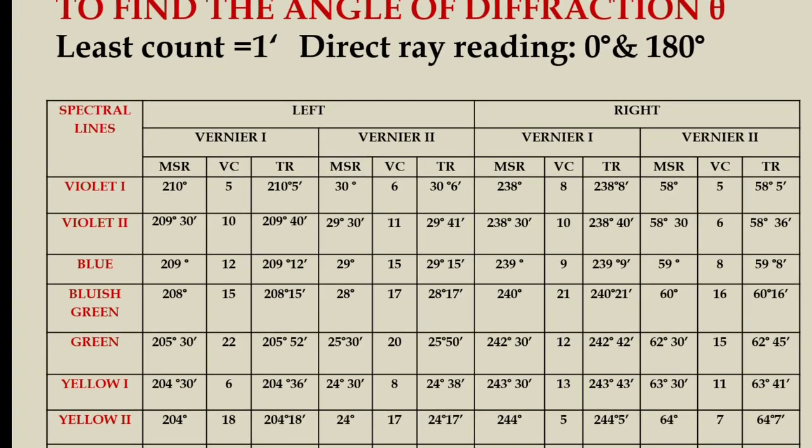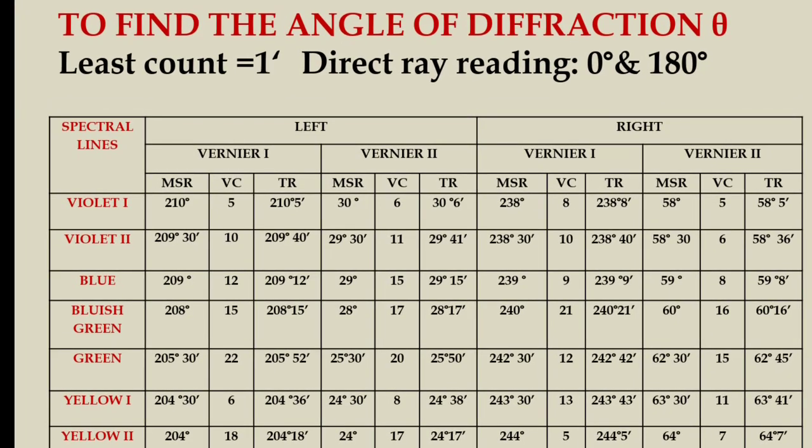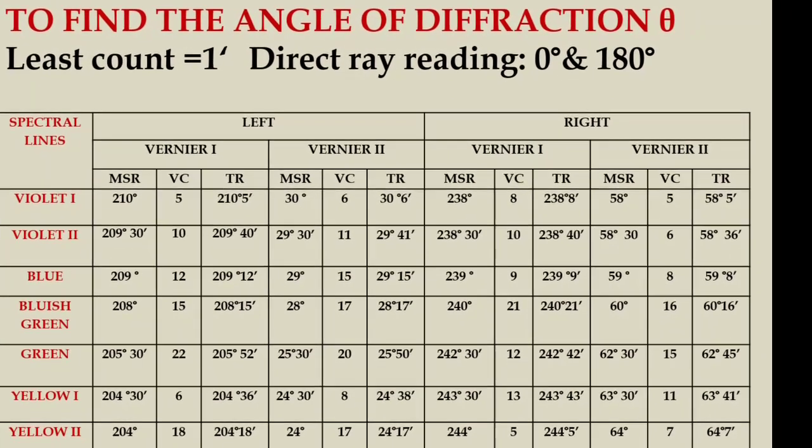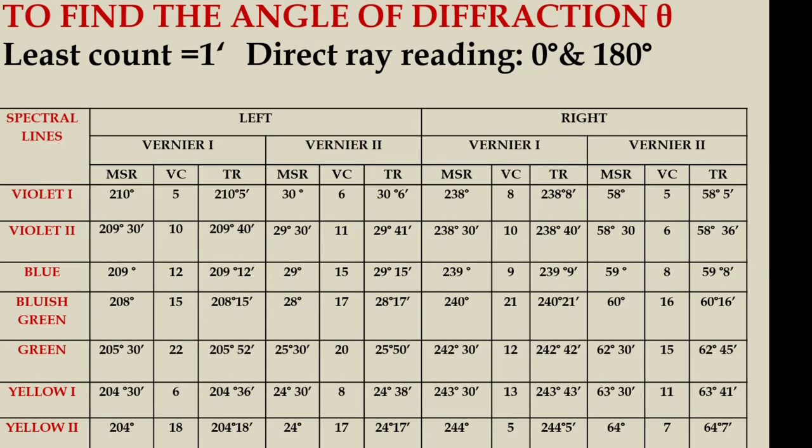Okay, now we have vernier 1 and vernier 2 from the left direction and vernier 1 and vernier 2 from the right direction. From the left, for vernier 1, the main scale reading is 210 degrees and the vernier coincidence is 5. So the total reading is 210 degrees 5 minutes. For vernier 2, the main scale reading is 30 degrees and the vernier coincidence is 6. The total reading is 30 degrees 6 minutes. We should always see that the difference between vernier 1 and vernier 2 is always 180 degrees.